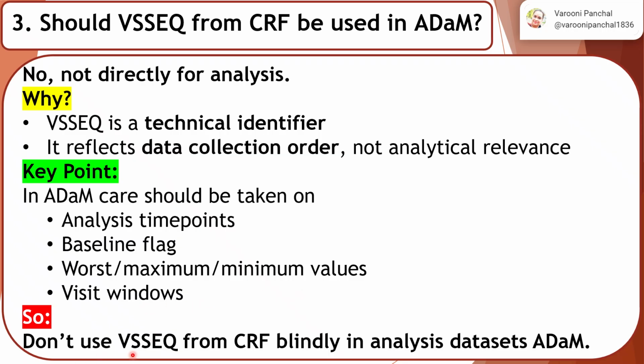So don't use VS sequence from CRF blindly in the ADaM analysis dataset. You should generally derive the sequence the way you want in the analytical reference point, especially in the ADaM datasets. This you will see in almost all the structures, whether it's ADAE, BDS structure or ADSL. So whichever time points are there, you should use them like that.